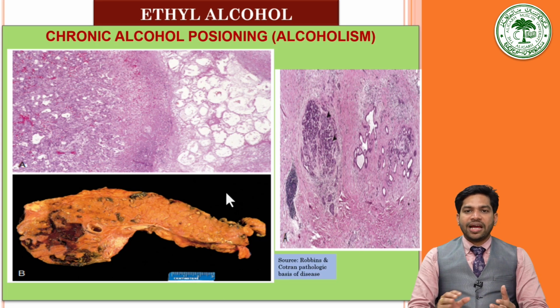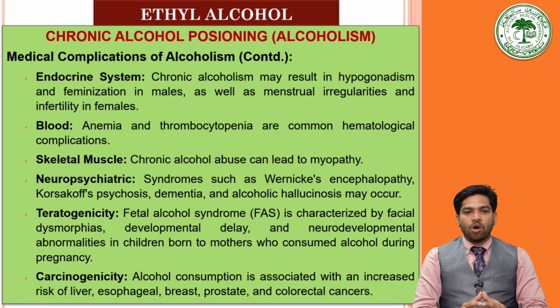Apart from that, various other organs are involved. In the endocrine system, chronic alcoholism may result in hypogonadism and feminization in males, as well as menstrual irregularities and infertility in females. In the blood, anemia and thrombocytopenia are common hematological complications. In skeletal muscle, it causes myopathy.